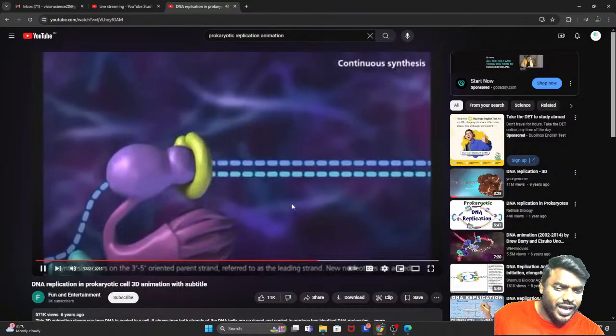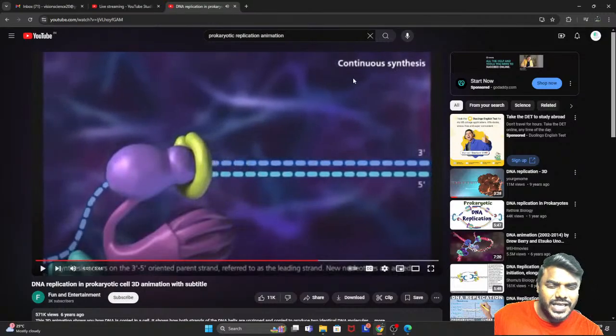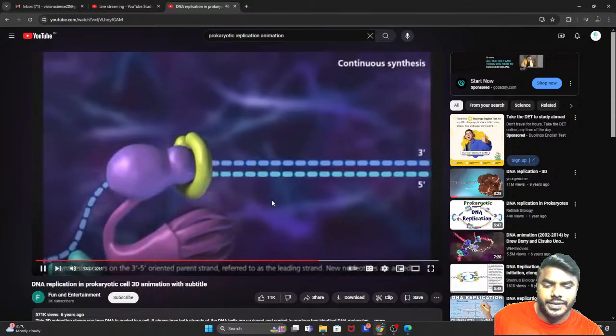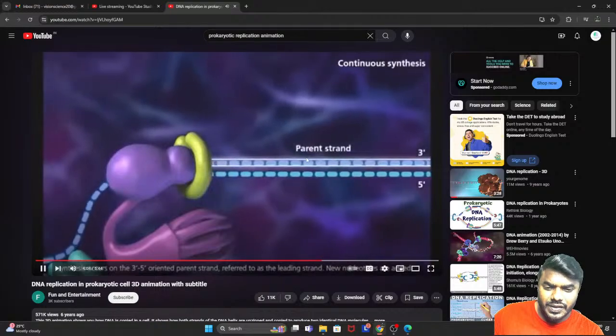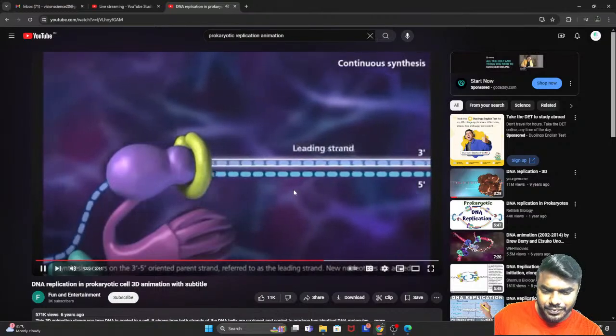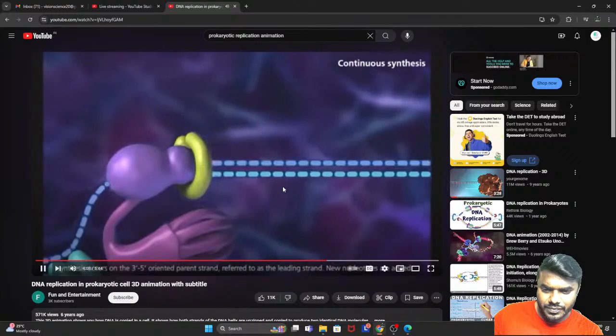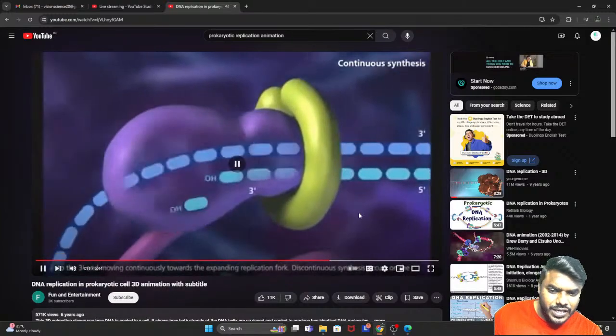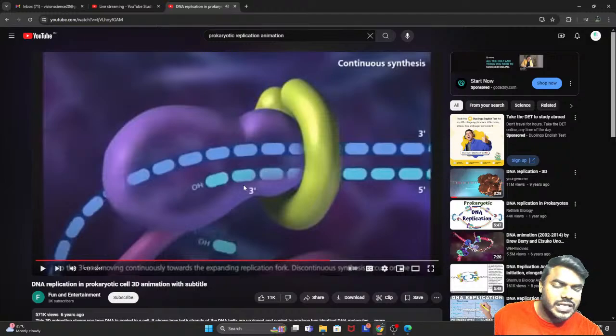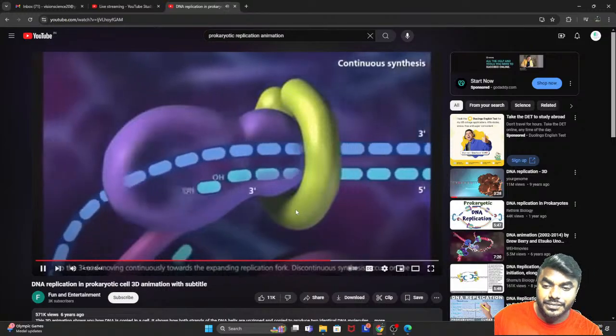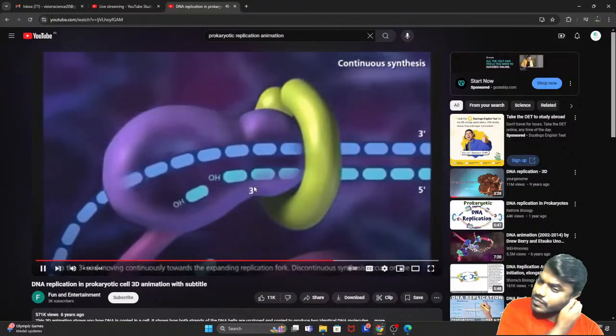Continuous synthesis occurs on the leading strand. Look into the continuous synthesis: only one beta clamp, only one primer. The process is happening continuously on the 3' to 5' oriented parent strand, referred to as the leading strand. New nucleotides are added to the 3' end. Look into how the nucleotides are adding. We said multiple times, and I told you in the first class, if I want to add a nucleotide, we always require the 3' hydroxyl group. Without the 3' hydroxyl group, you cannot add the nucleotide. This is how the nucleotides are adding, moving continuously toward the expanding replication fork.